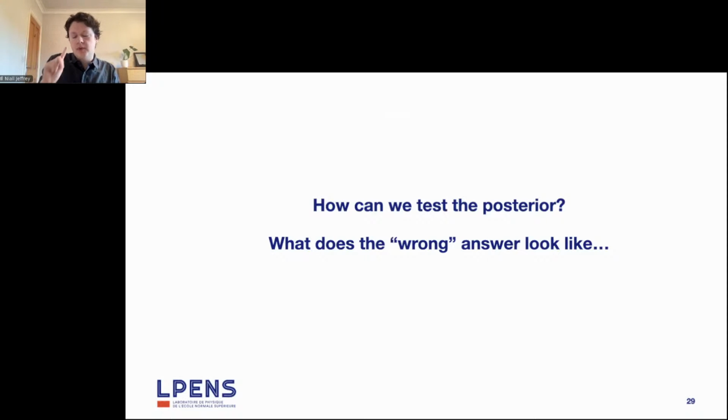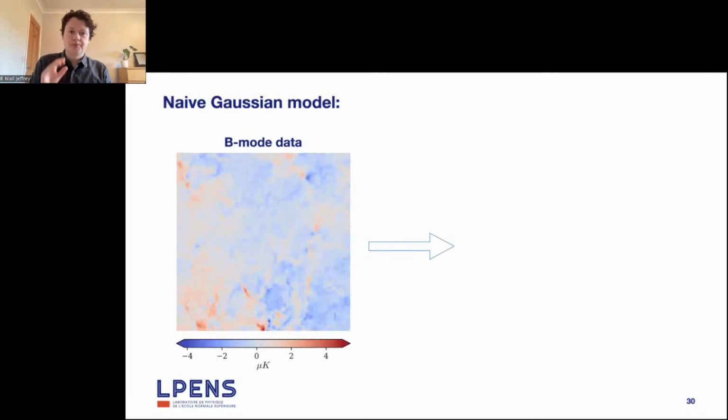And I said, well, just because we say we're Bayesian doesn't mean we are. How do we test this posterior distribution? So before I show you what test we do, I want to show you an example of what the wrong answer would look like, so you can see a case where it goes wrong and therefore see what we're doing right when it happens.